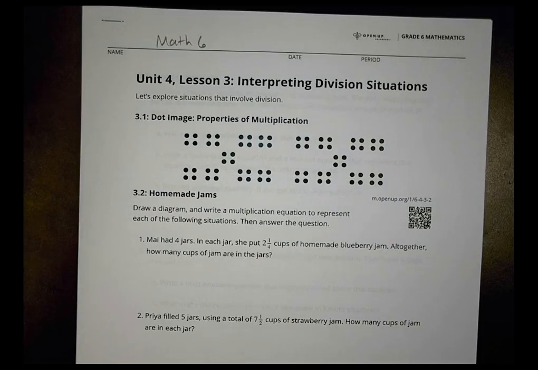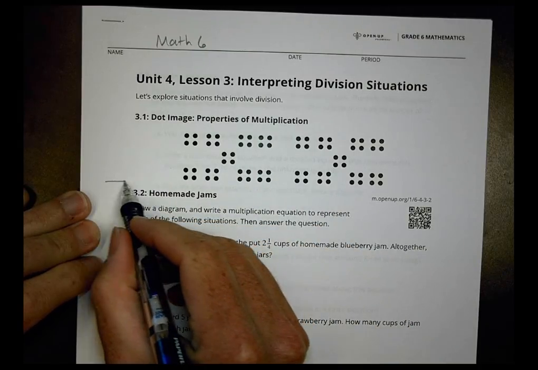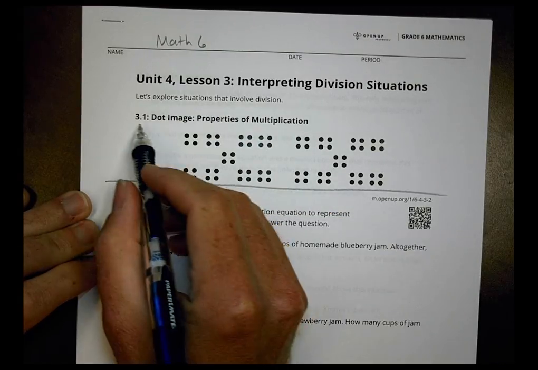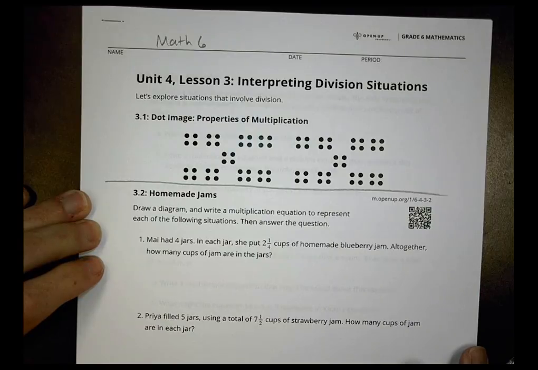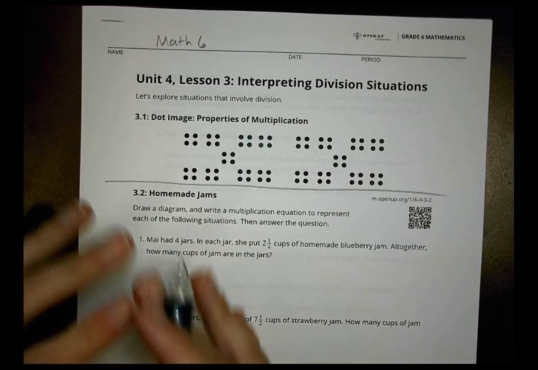Hey, this is Math 6, Unit 4, Lesson 3, Interpreting Division Situations. You first begin with a little dot image on properties of multiplication. Your teacher probably flashes this quick image up on the screen and wants you to figure out how many dots are in that image and think about what you might visually see there.